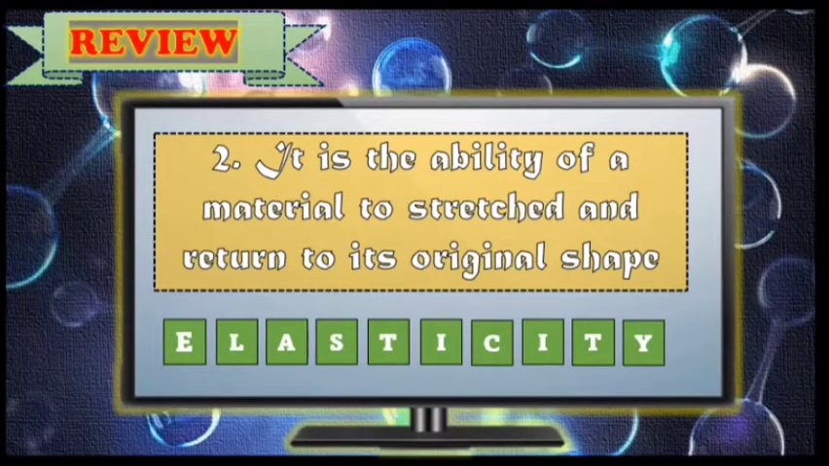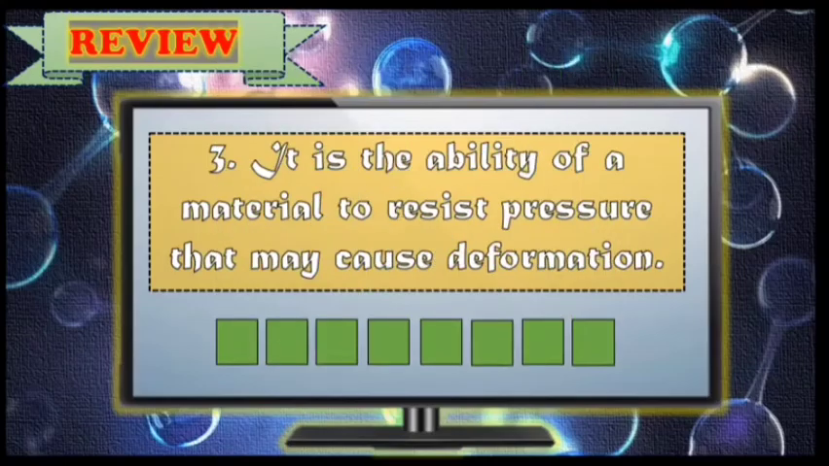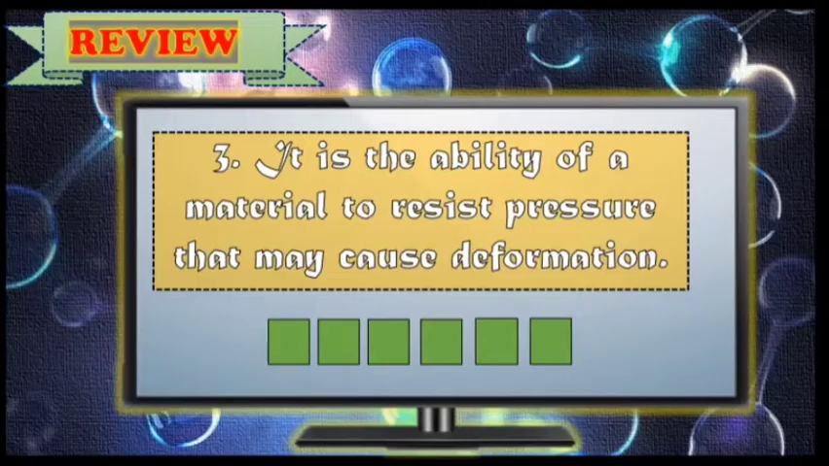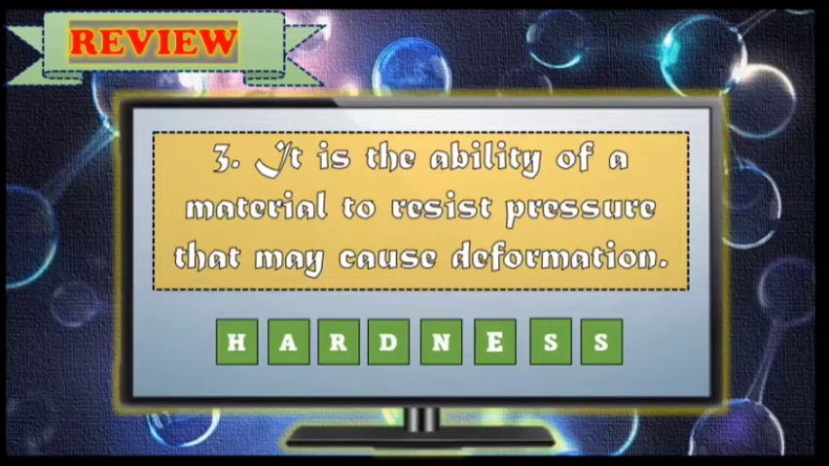Let's now proceed to item number 3. It is the ability of a material to resist pressure that may cause deformation. It has 8 letters. It starts with letter H and ends with letter S. What word is it? You're right. It is hardness.